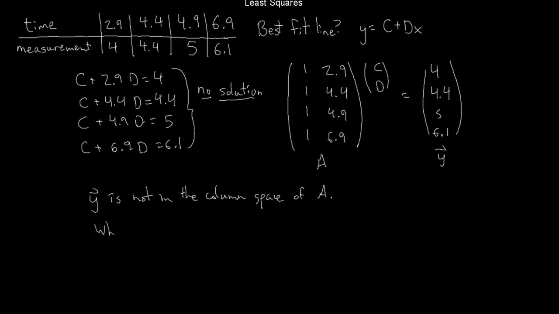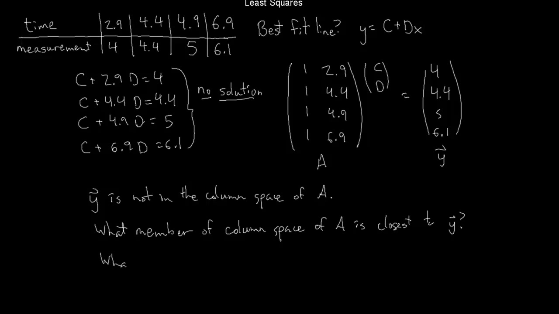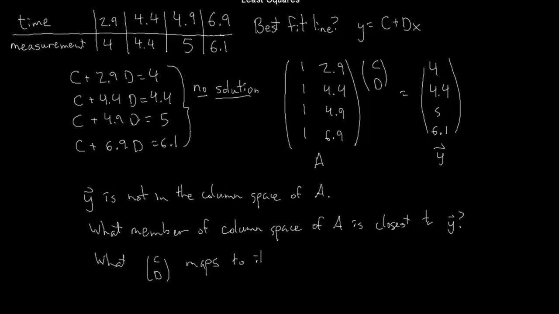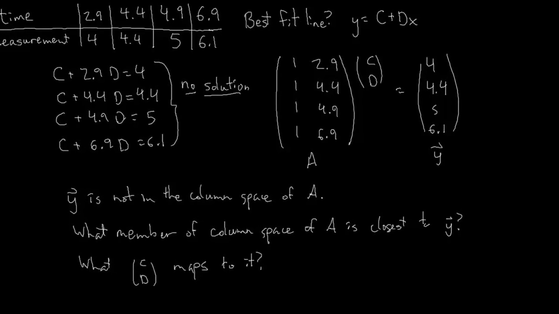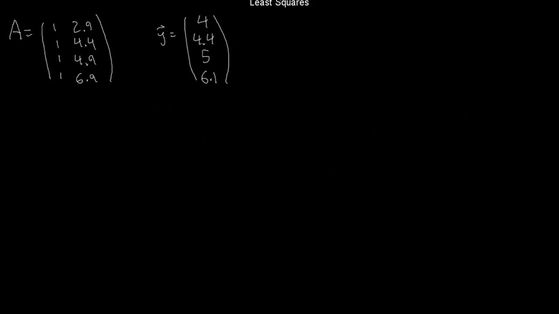So you can ask yourself, well, if y doesn't live in the column space of A, maybe there's something in the column space of A that is very close to y. How close? What is the closest possible thing that we could pick? So what member of the column space of A is closest in Euclidean distance to y? And maybe I don't want to know exactly what that member is, but rather I want to know what C and D does A send to that closest point? Because that'll be my slope for my best fit line.